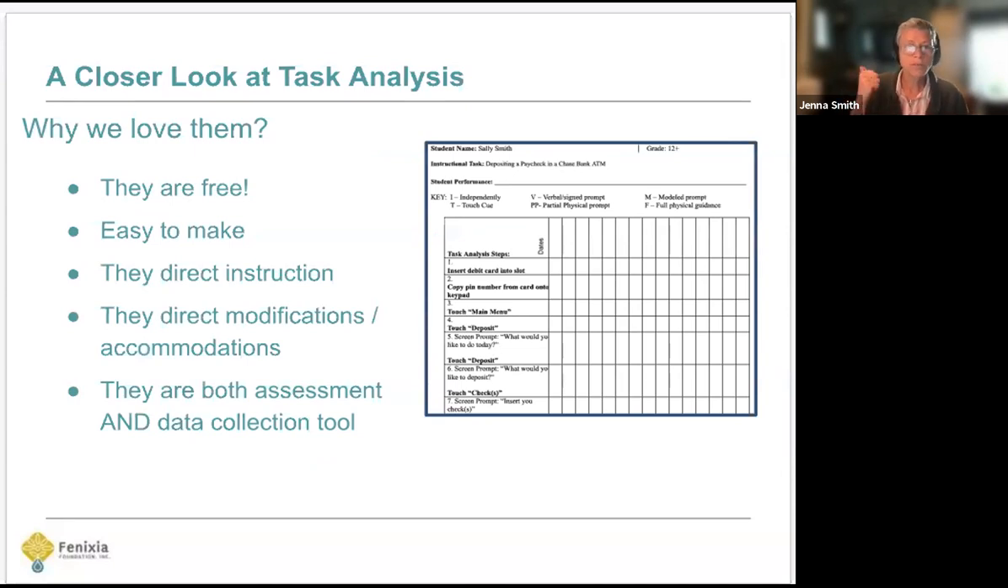And so they're free, they are easy to make, and they direct instruction. When we got to that one step in laundry that we recognized was hardest for our girl Jade, and it involved the washing machine, we got to put on our thinking caps and figure out a way to accommodate and modify the parts that she was having difficulty with so that she could complete that task. And so they directed those modifications. Without our task analysis, we wouldn't have known at what place she was stuck.